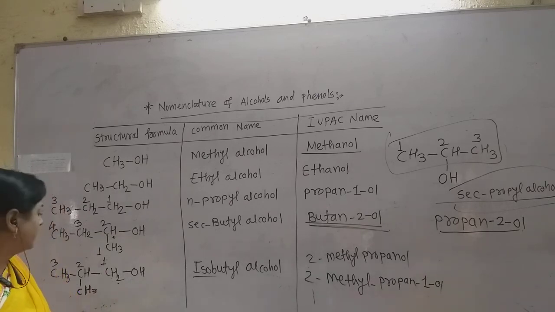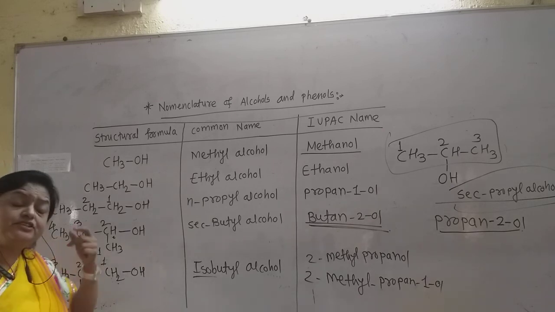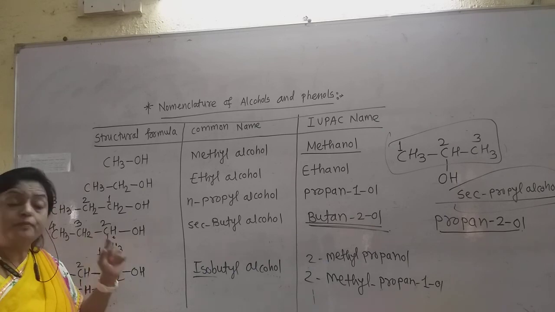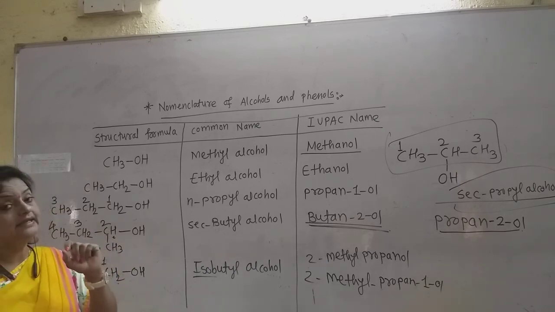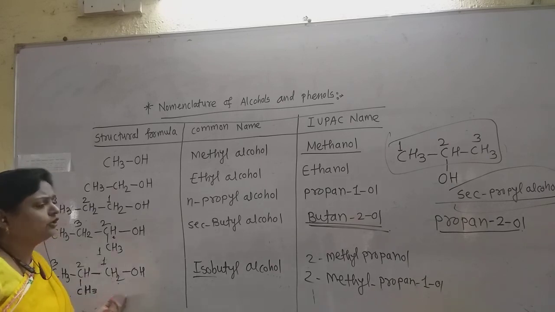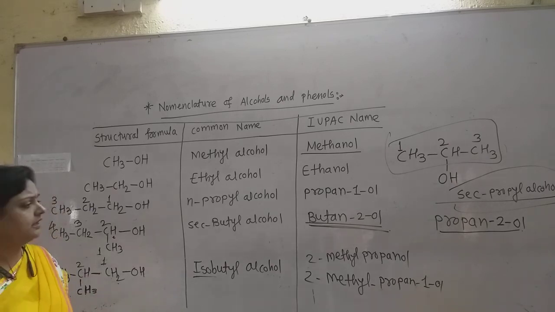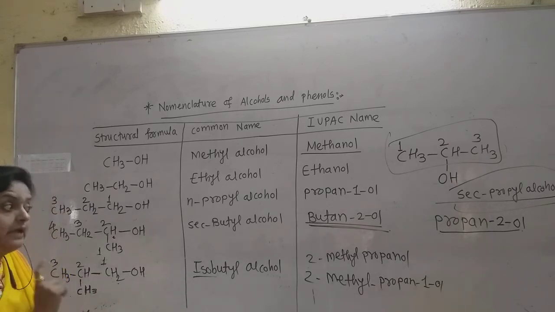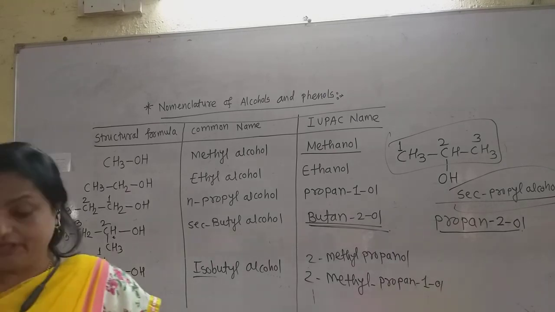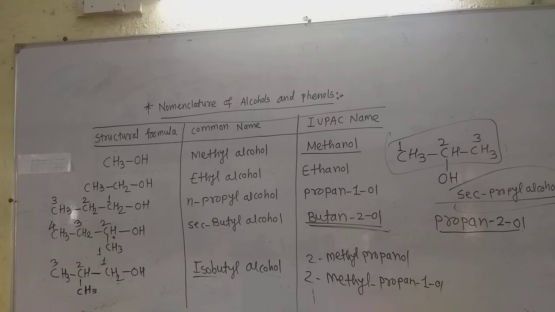If the OH group is present on the second carbon atom, then writing 2-methyl propan-2-ol is essential. But as it is present on the first carbon, the 1 is not written. But the name 2-methyl propan-1-ol is also very important. Now see the blackboard and try to understand the IUPAC names of these alcohols.